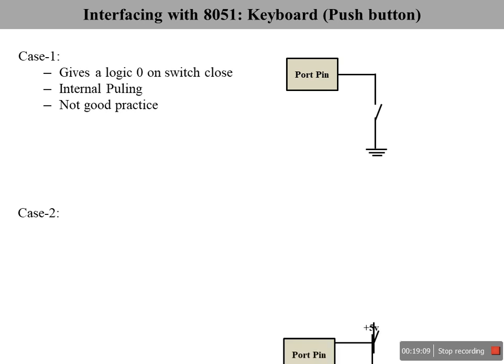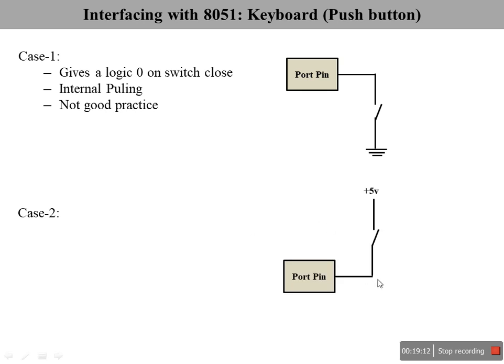Let's look at another case where, instead of connecting one end of the push button to the ground, we connect one end to the VCC or a power supply, and the other end to some pin of the port. In this case, on closure, it will give logic 1. But if the port is made 0, then the current from this power supply may directly enter this IC. This current may damage the complete IC or microcontroller. So this configuration is also not advisable.